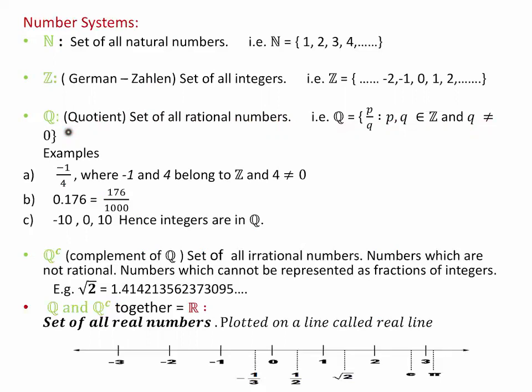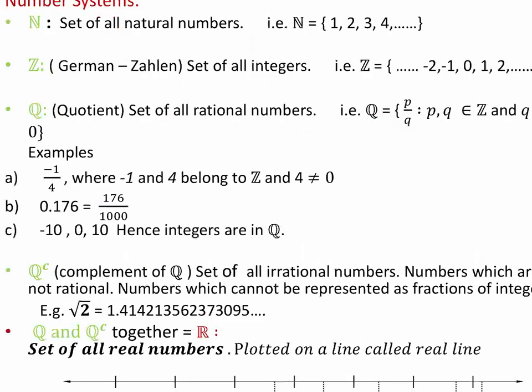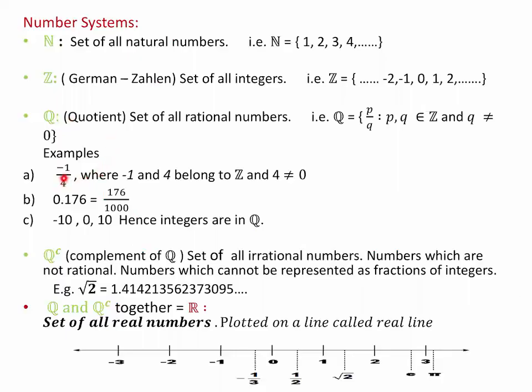Here are some examples. -1/4. So -1 and 4 belong to integers, and 4 is not equal to 0. Therefore, this is a rational number. Then 0.176, which can be written as 176 divided by 1000. This follows the rule mentioned here. That is, 176 and 1000 are both integers. Again, 1000 is not equal to 0.